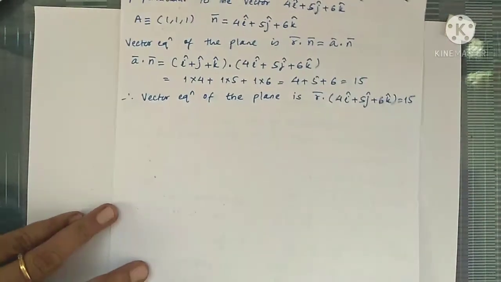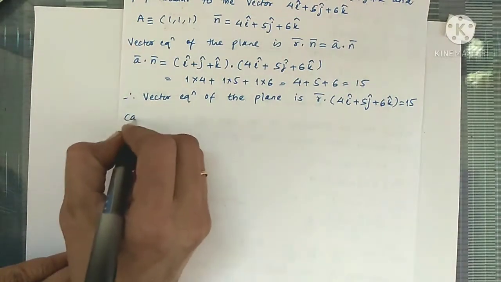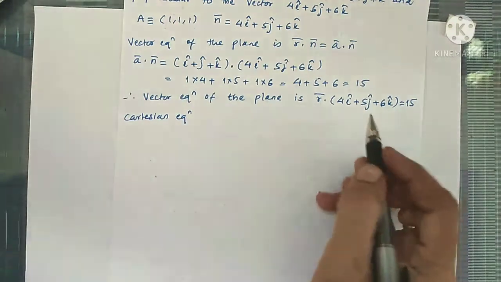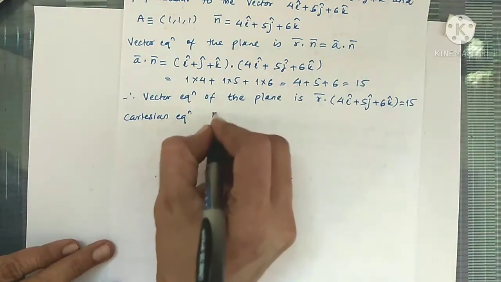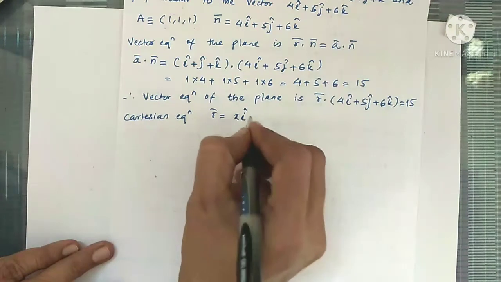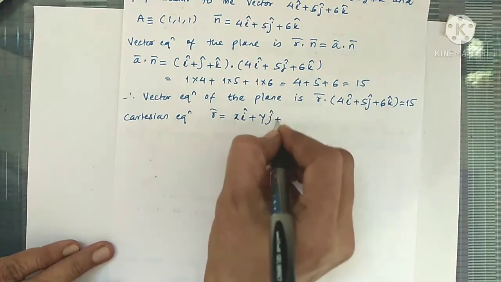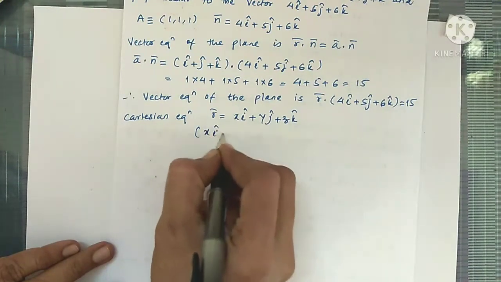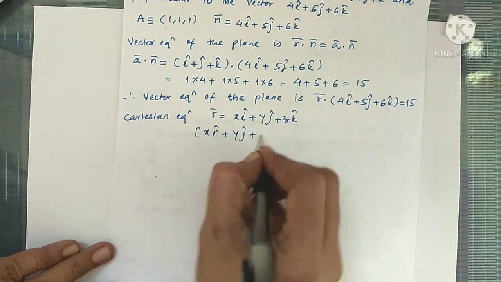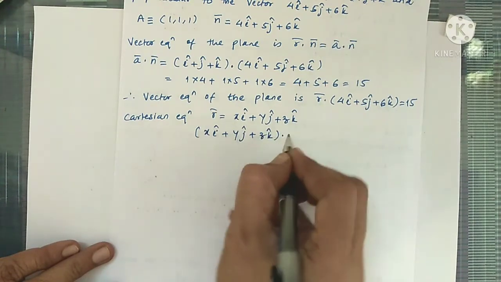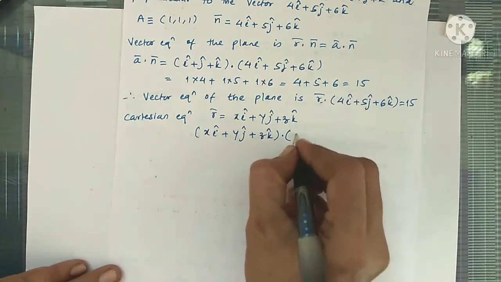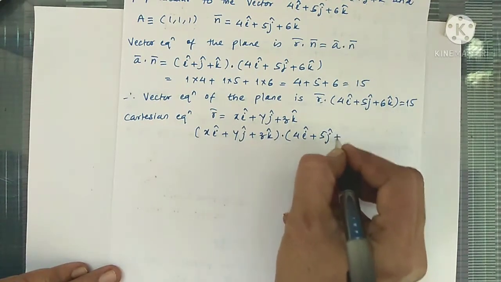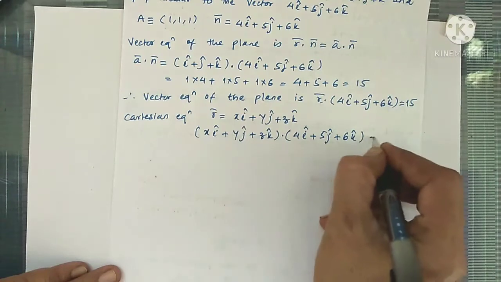Okay. Now to write the Cartesian equation, it's really very simple. We have to take r bar as xi cap plus yj cap plus zk cap, as it is an arbitrary point. I am just substituting r bar here to write the Cartesian equation: (xi cap plus yj cap plus zk cap) dot (4i cap plus 5j cap plus 6k cap) equal to 15.